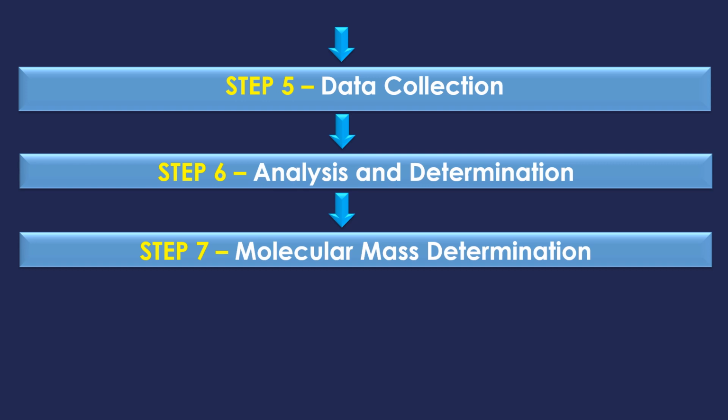The final step, step 7, is molecular mass determination. By analyzing the concentration gradient profile, the molecular mass of the biomolecule can be determined. This is achieved by comparing the experimental data with theoretical models or reference standards. The relationship between the solute concentration and the squared radial distance helps in calculating the molecular mass.